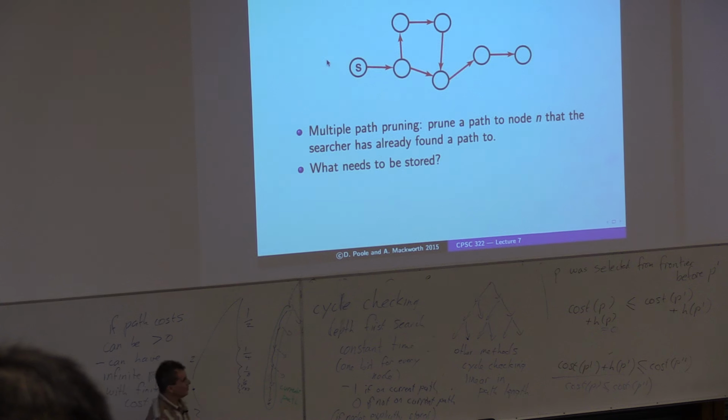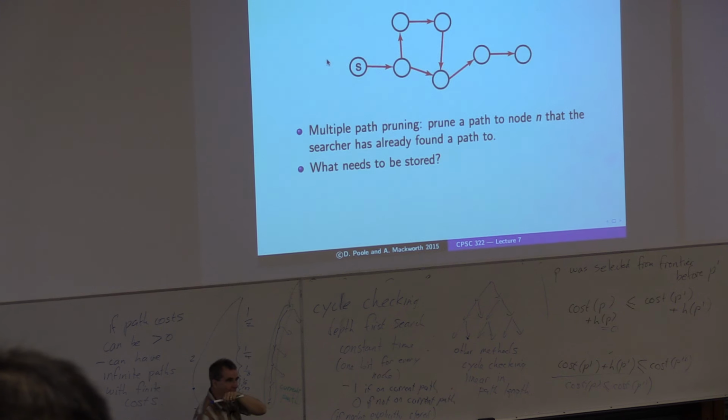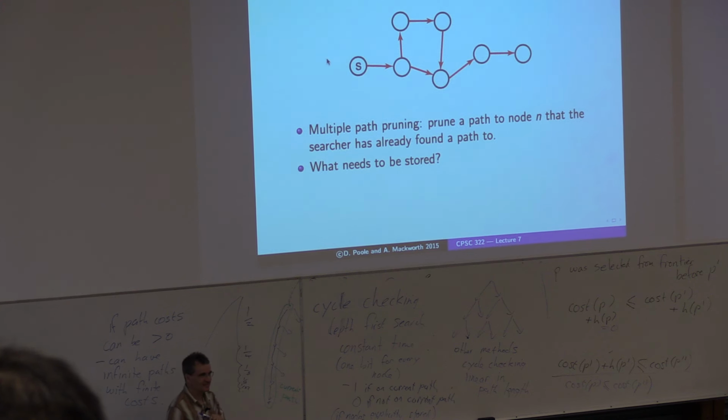So what do we need to store? I have a question. Suppose you're using A star for that graph. Would that algorithm find the path to that node in the least cost? We'll get to that. Not necessarily, but we're going to try and make sure it does. But what do we need to store?